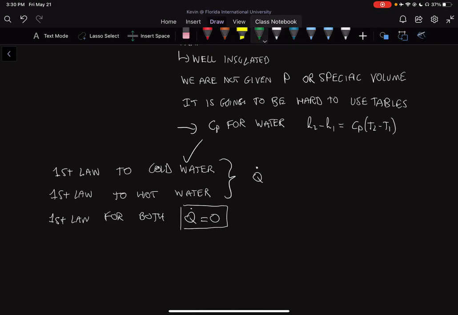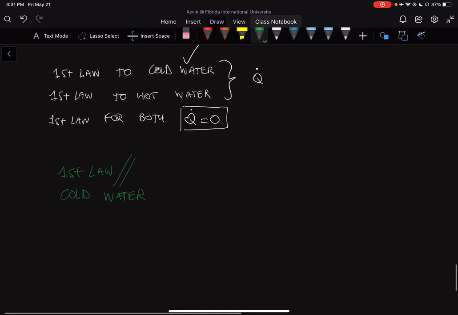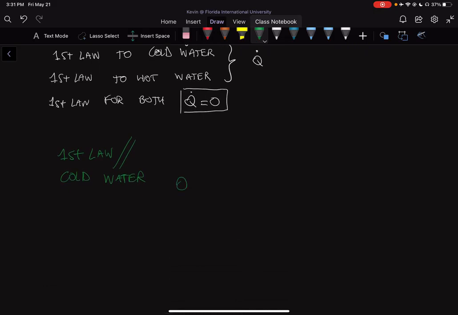So what we're going to do is choose to do our cold water side first. And I'm going to write in green so that we know that it's the green side in our diagram. So the first law for our green side for the cold water is going to give us the following equation. We're going to have that Q dot in minus work dot out is equal to M dot HE of the cold water, I'll put CW for cold water, minus M dot HI of the cold water.